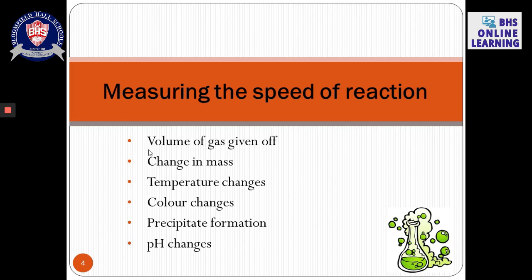We can measure the color change. Suppose there is a reaction in which reactants are colorless, but the products are colored. So we can measure the formation of that colored product to find out the speed of that chemical reaction.